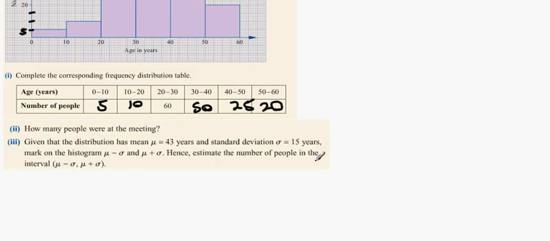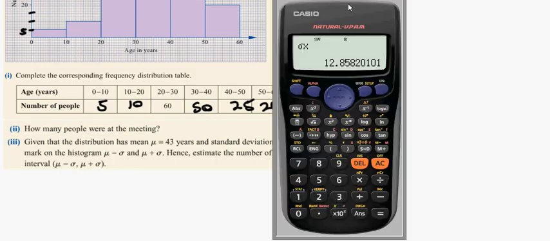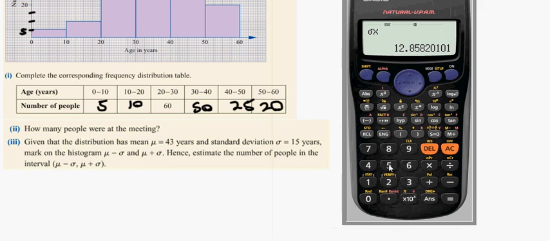How many people were at the meeting? Well, we just need to add all of them together. So it's just going to be 5 plus 10 plus 60 plus 50 plus 45, which is 170 people at the meeting.